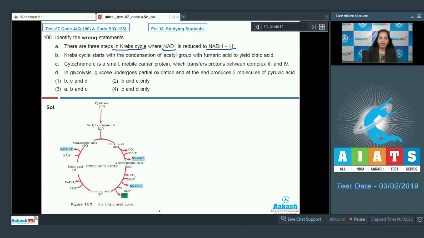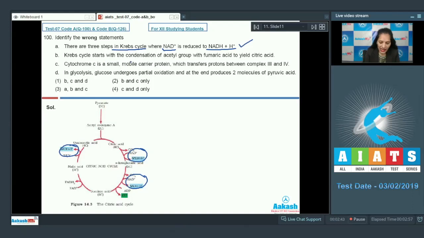So during the complete oxidation of food, there is one step called the Krebs cycle where reduction of NAD plus to NADH plus H plus takes place. So this is the Krebs cycle. This is the diagrammatic representation of Krebs cycle from your NCERT where NAD plus is reduced to NADH plus H plus at 3 steps. So this statement is correct.